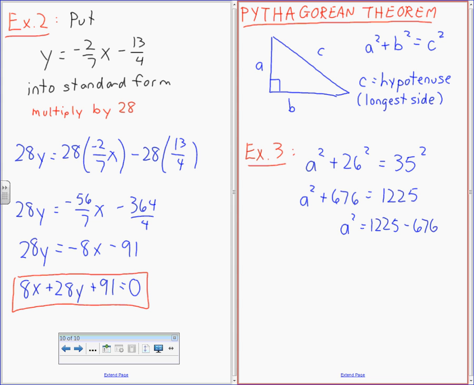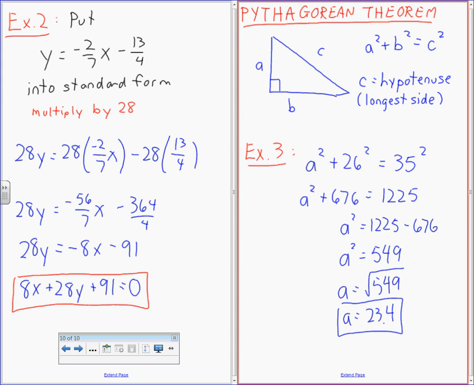Can I get a brave soul to do 1225 minus 676? Alistair, go. And I heard somebody say square root, and they're exactly right. 549, square root, 23.4? Take a second and make sure you get that number. So you guys will have to do this. By the way, if this is on your test, you'll get a calculator for this part. I'm not going to make you do the square root of 549 in your head.